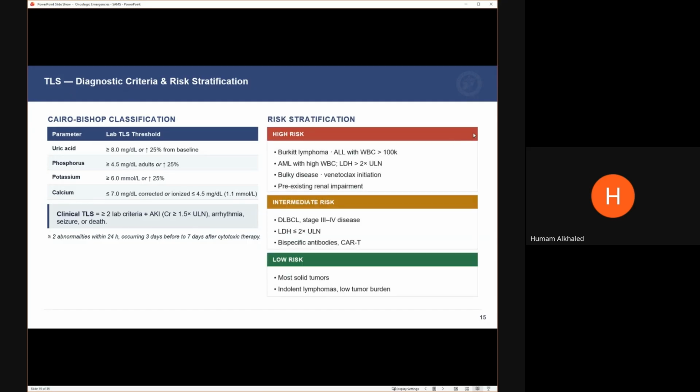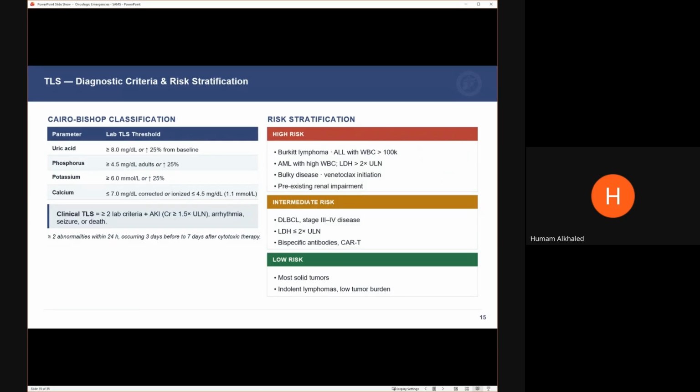The risk stratification really depends on the type of treatment that you're using and what type of cancer you have. So the high-risk patients, these are patients with Burkitt's lymphoma, especially bulky disease, acute leukemias, like acute lymphoblastic leukemia with a white blood cell count over 100,000, or acute myeloid leukemia with white blood cell count over 50,000. You have a high LDH. We have the neoplasm start, and or pre-existing kidney problems.